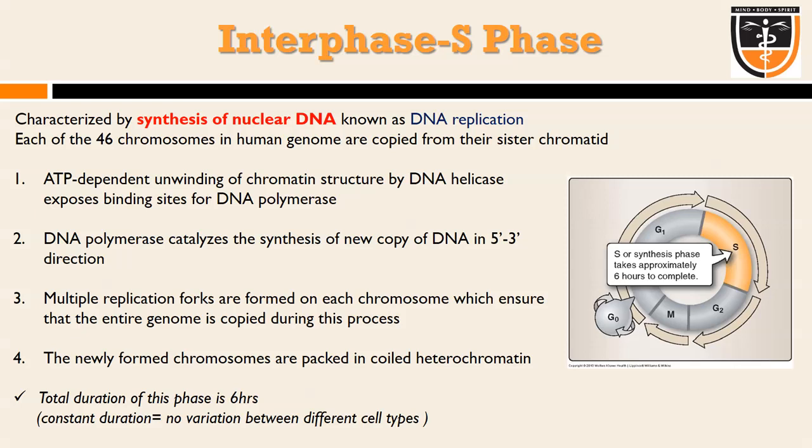So how does this happen? This is again an overview. You talked more in depth about this. You have ATP-dependent unwinding of the chromatin structure by the action of the enzyme DNA helicase. Now, DNA helicase will expose binding sites for another enzyme known as DNA polymerase. DNA polymerase will catalyze the synthesis of a new copy of the DNA in the 5' to 3' direction. And importantly, you'll have multiple replication forks on different sides that will ensure that the whole genome is copied during this process. And now the newly formed chromosomes are packed in coiled heterochromatin inside the nucleus.